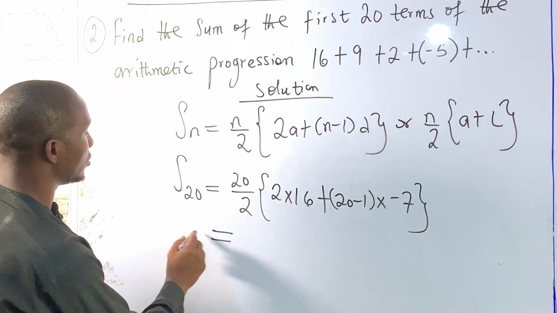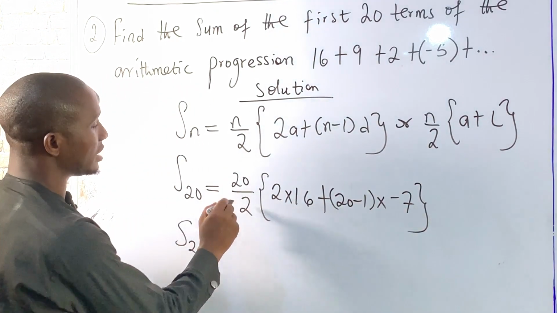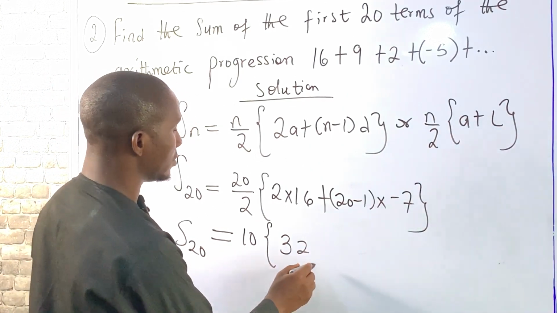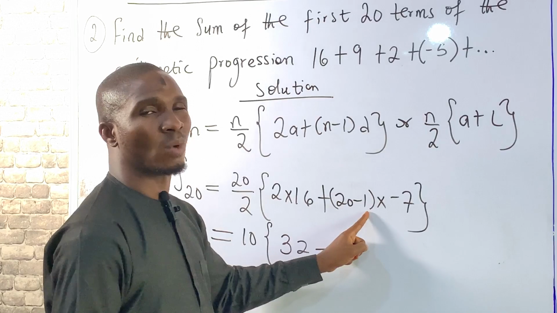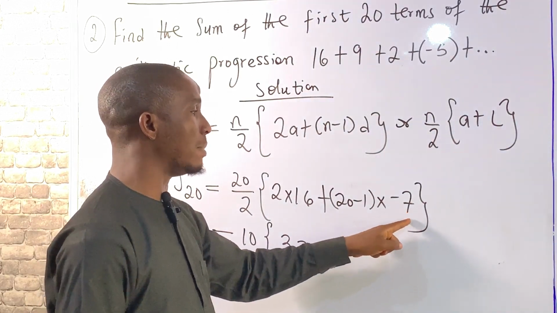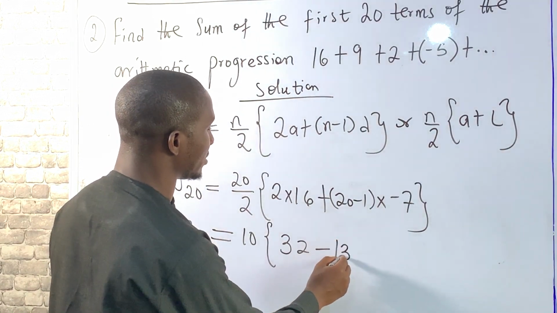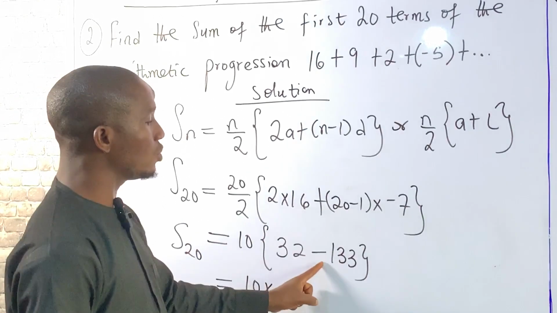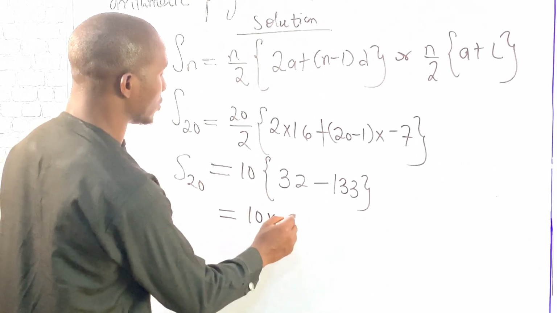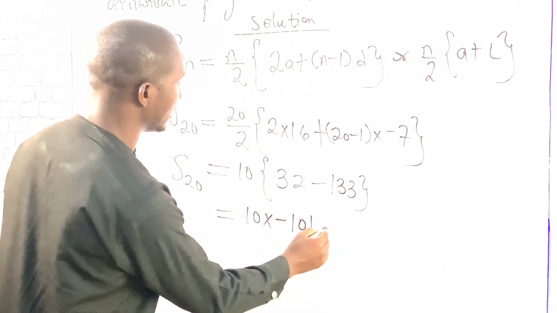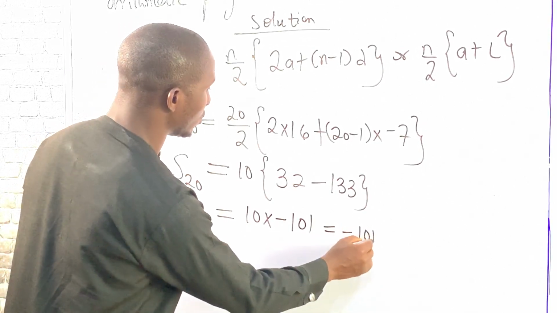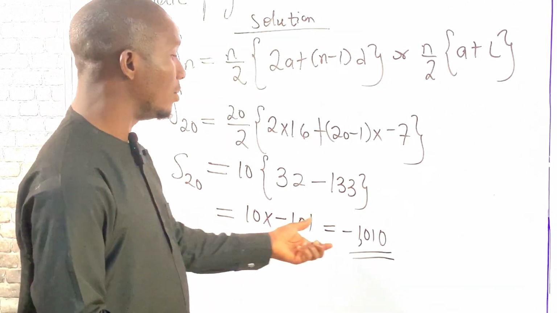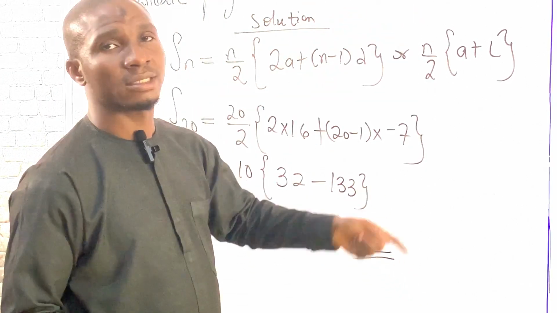So we have this to be the sum of the first 20 terms. 20 divided by 2 is 10. 2 times 16 is 32. Then 20 minus 1 is 19. 19 times minus 7 will be minus 133. So we now have 10 times 32 minus 133, which will give us minus 101. And finally, this will give us minus 1010. So this will be the sum of the first 20 terms of this series.